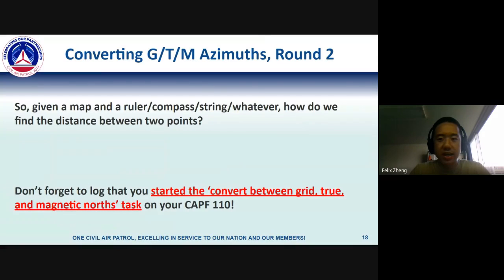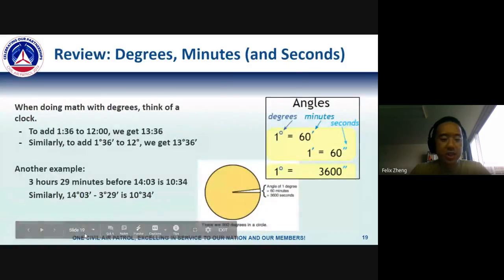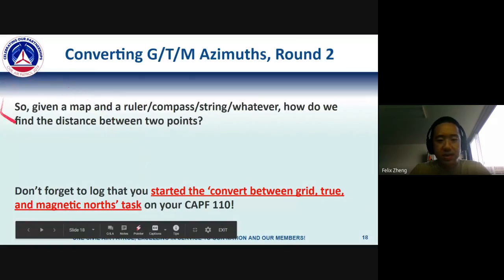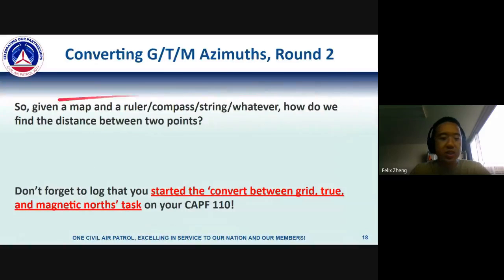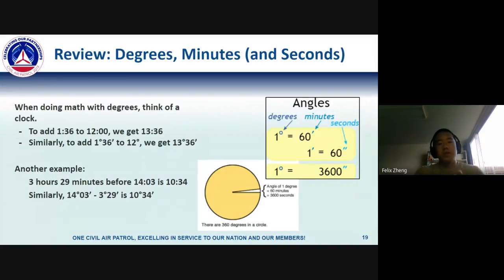And please ignore the little heading in the middle section right here. This was a copy and paste error in my slideshow. So we will review degrees, minutes, and seconds. When doing math with degrees, we want to think of it like a clock. So what if we want to add an hour and 36 minutes to 12 o'clock? We get 13:36 or 1:36 p.m.